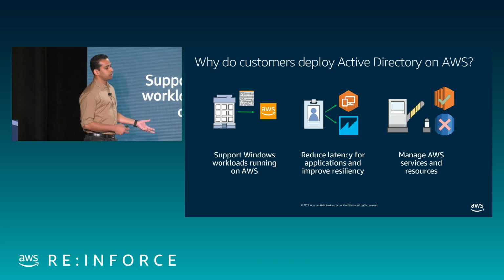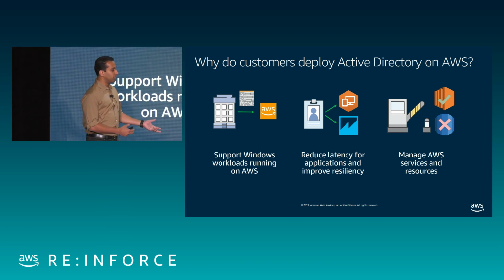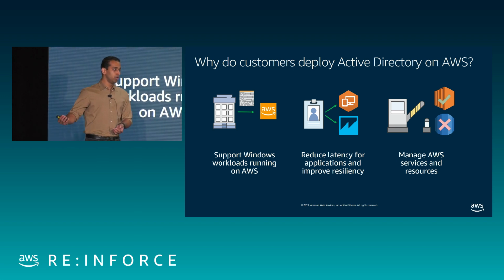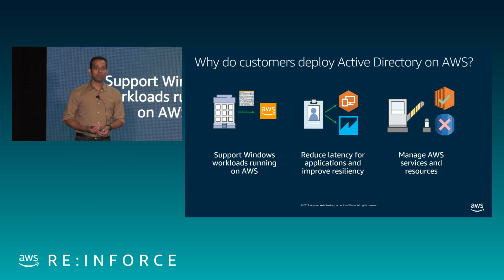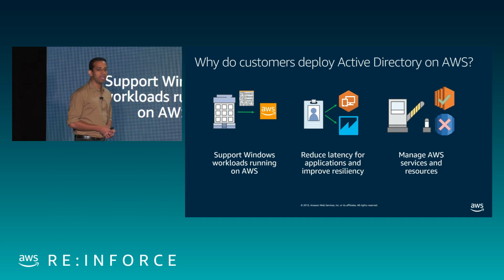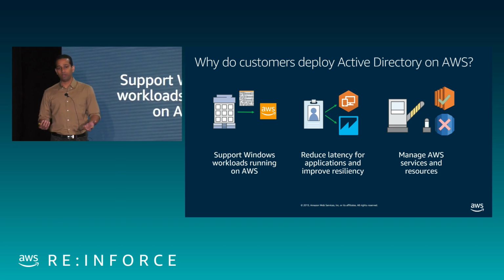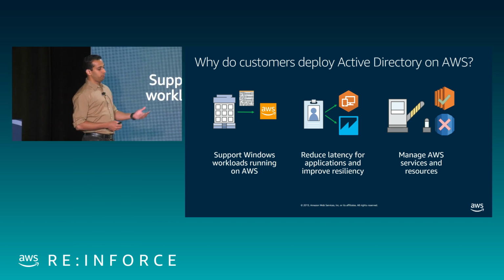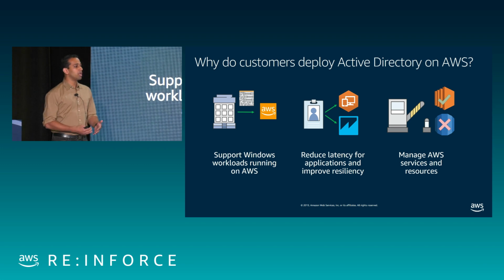Lastly, to manage AWS services and resources themselves. This is where you would federate to the AWS console, where you can use Active Directory credentials to log into AWS, or also access AWS native Windows services like, for example, RDS or FSx for Windows file servers, right? So when you use these kinds of services, customers use Active Directory to control access to these services when they use them.